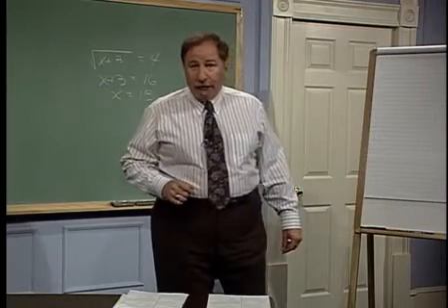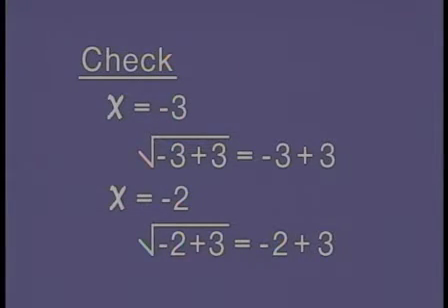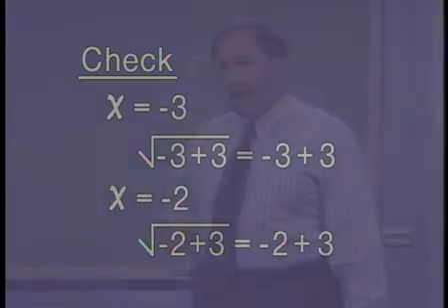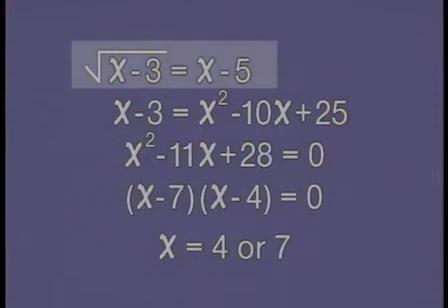So let's go to the next visual where we check. First, we'll check x equals negative 3. We replace the x with negative 3, solve the equation. Of course, we get the square root of 0 equals 0, and that checks. We then replace x with negative 2. And we wind up with the square root of 1 equals 1, and that checks. So therefore, both answers, negative 3 and negative 2, are answers to this square root equation. Let's take a look at the next visual and another square root equation.